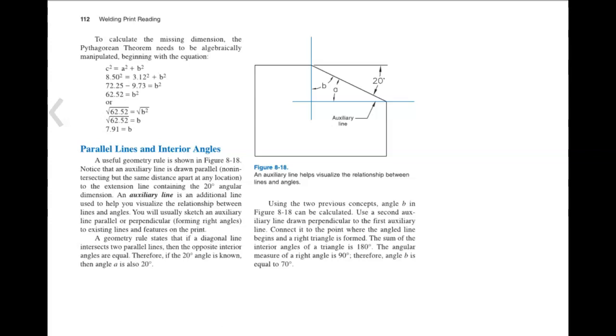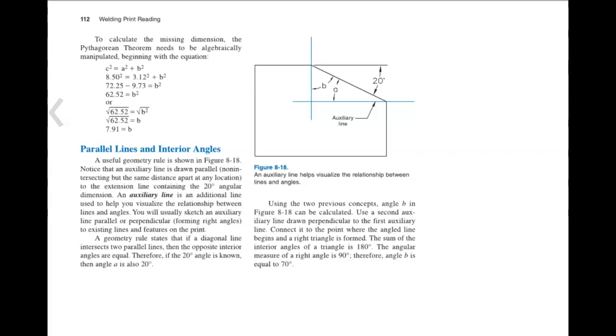To calculate the missing dimension, the Pythagorean theorem needs to be algebraically manipulated, beginning with the equation c squared equals a squared plus b squared. C squared is 8.5 squared equals 3.2 squared plus b squared. 72.25 minus 9.73 equals b squared. 62.52 equals b squared. The square root of 62.52 is 7.91.